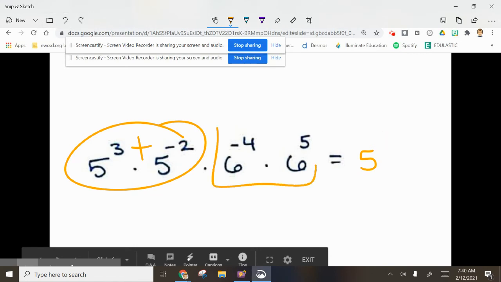And then what about the 6? -4 plus 5, again, 6 to the 1. I would put a dot there to make sure you know that there are separate bases. There could be 1s here, but they don't have to be, okay? Kind of a weird problem.